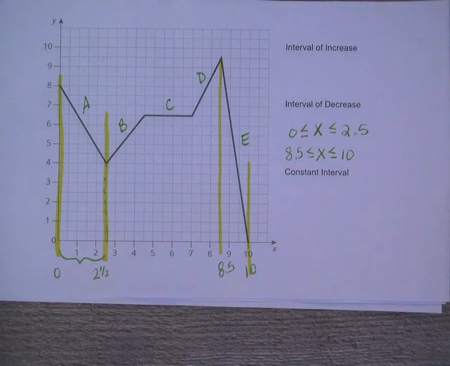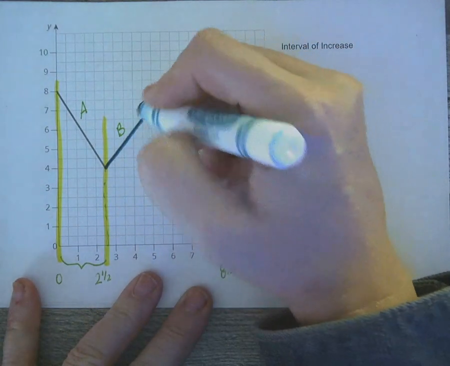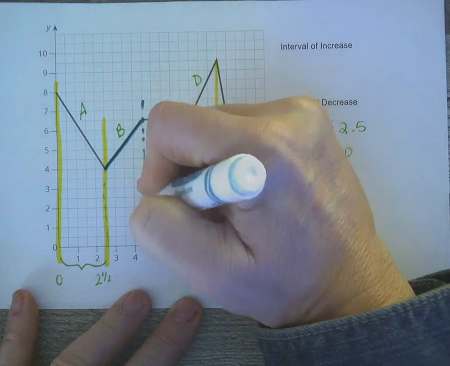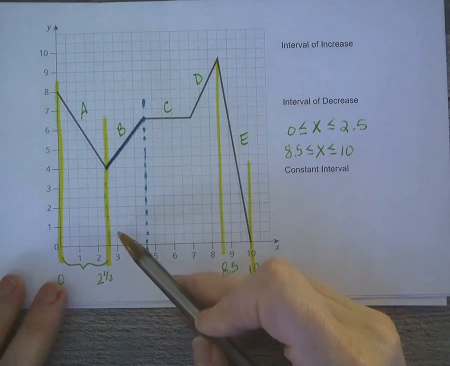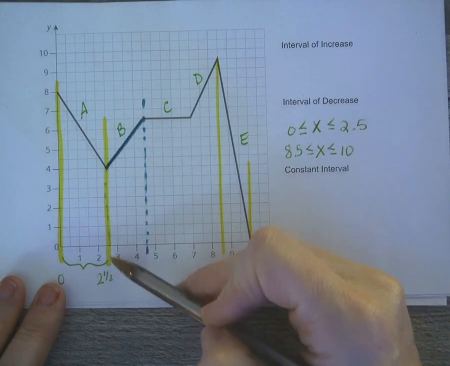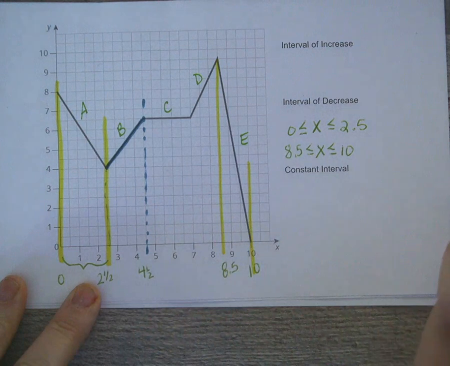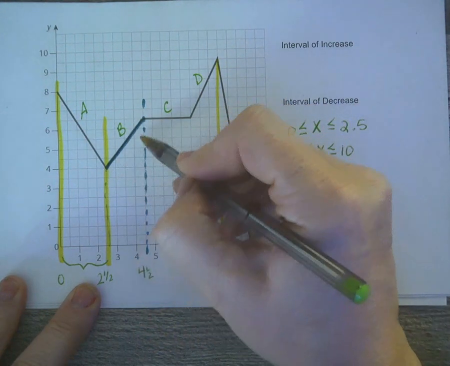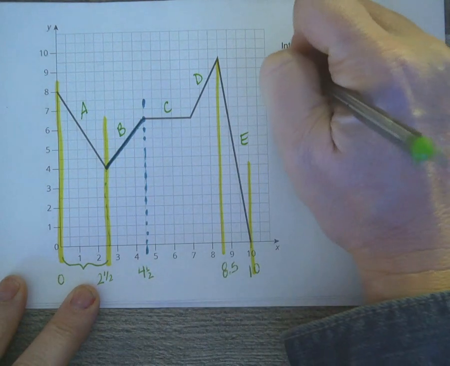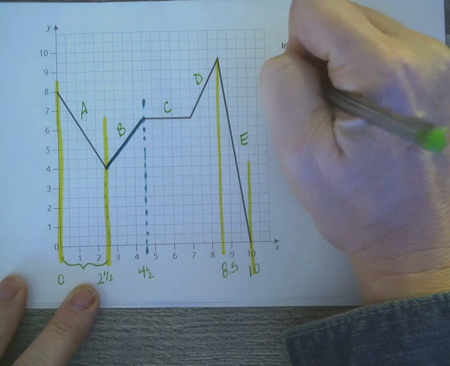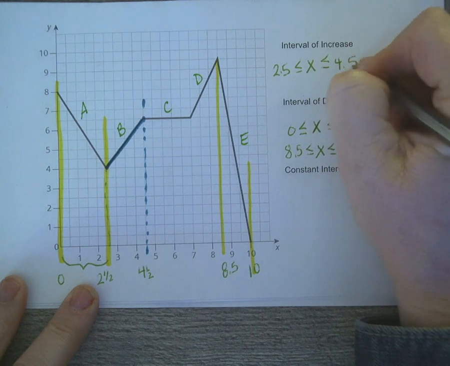Okay, our interval of increase would be segment B. So we're going to do the same thing. We're going to try to figure out where does segment B start and where does it end. Well, we already have it labeled up here that segment B starts at 2.5, but notice it ends at 4.5. So this interval of increase is when x is between 2.5 and 4.5. So we say x has to be greater than or equal to 2.5 and less than or equal to 4.5.